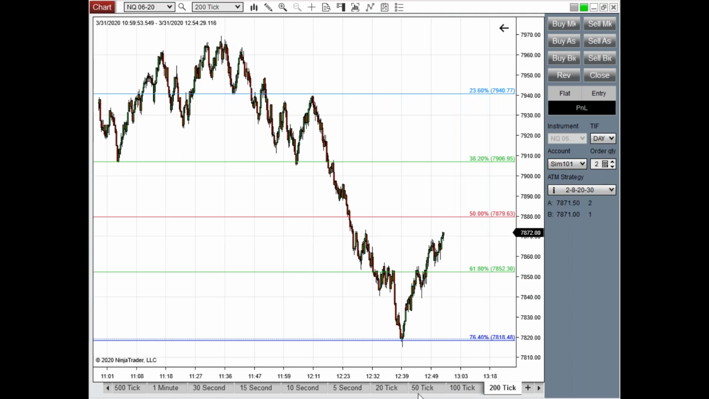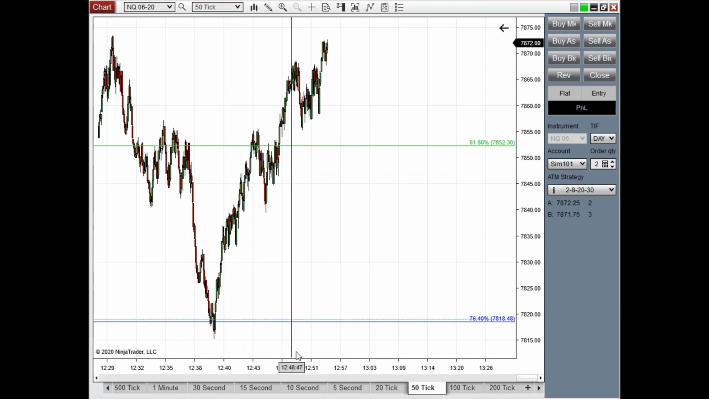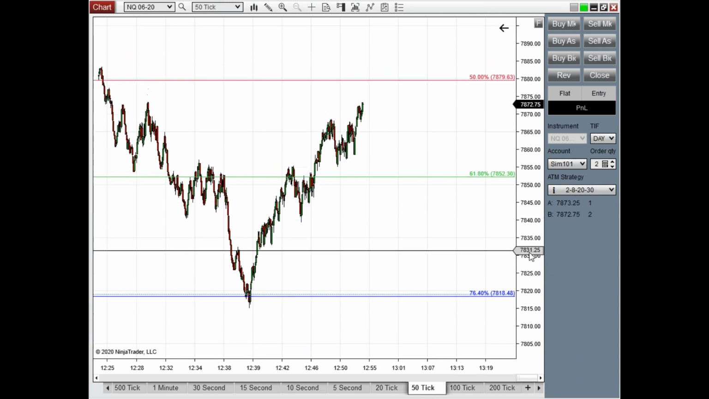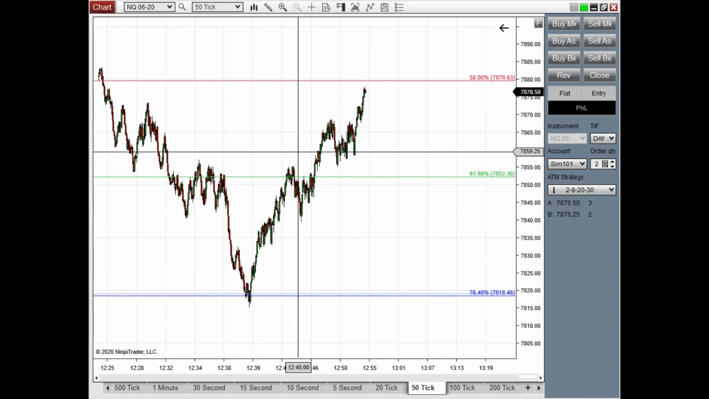So this is a 200 tick. You can drop down to the 50. And it's going pretty good. I think you're going to get there. There you go, right there.